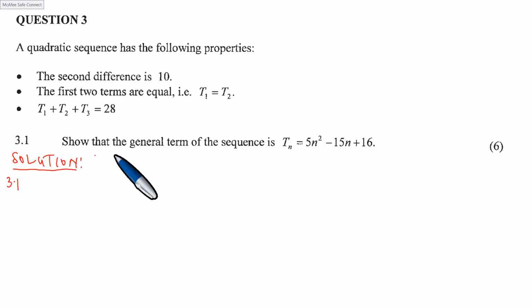We have the first two terms, because they said the first two terms are equal to each other. So we can make the first term x and the second term x, so that the first two terms are equal. And then we have the third term of the sequence, and the pattern obviously continues like that.